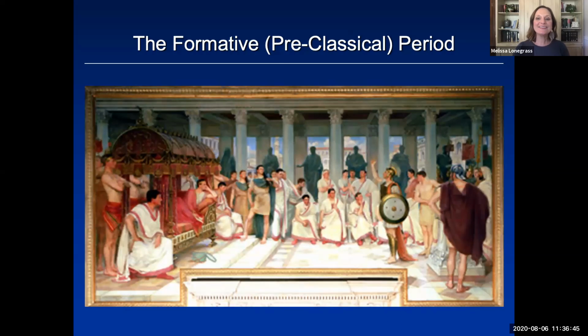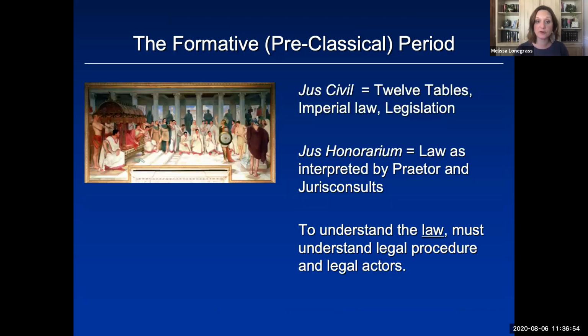Welcome back. In this lecture, we will study the second major period of Roman law. This is the formative period, also known as the preclassical period. If the archaic period was marked by the 12 tables, then the formative period was marked by something called the jus honorarium. So remember that the jus civile is the law that applies to Roman citizens.